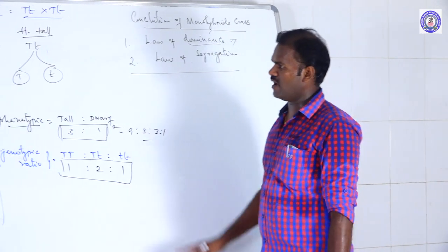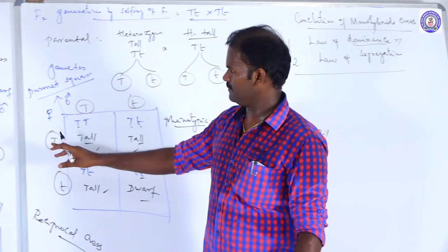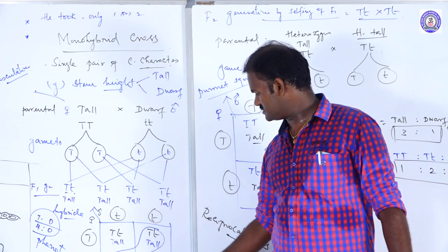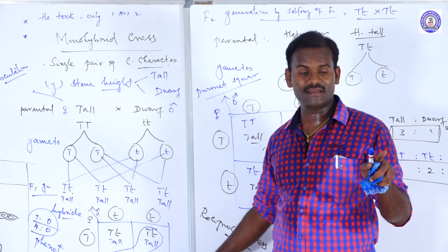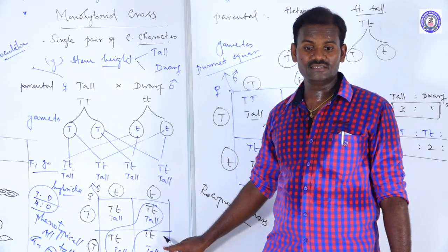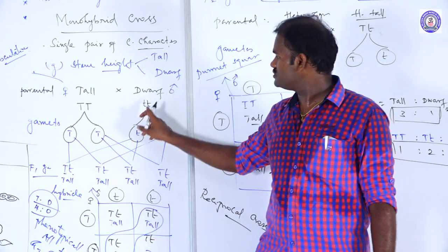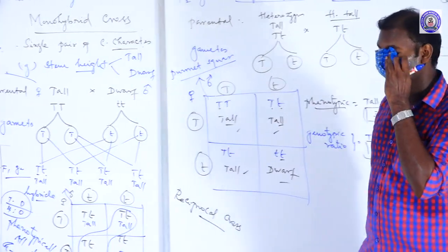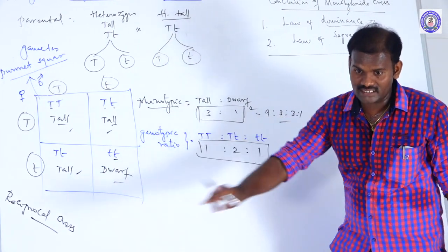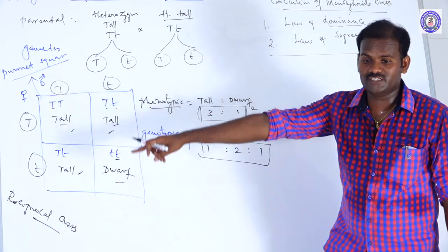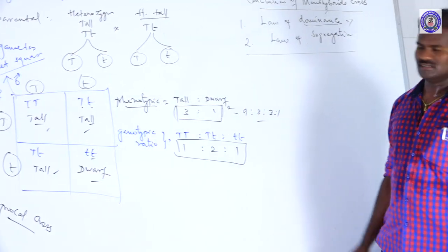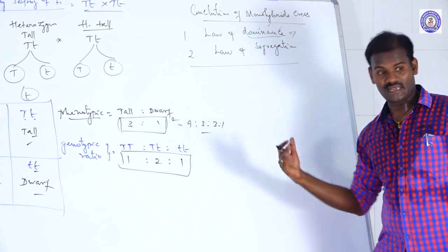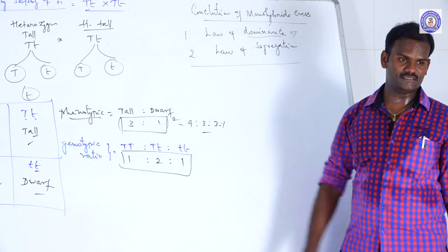In monohybrid cross, among the two parental characters, only one parental character is expressed in the F1 generation. Tall. These are called dominant characters. Those characters which are not expressed in the F1 generation are called recessive characters. What's the law of dominance? The character which is expressed in the F1 generation is called a dominant character. Those which are not expressed in the F1 generation are called recessive characters. The law of dominance is applicable only for a monohybrid cross.